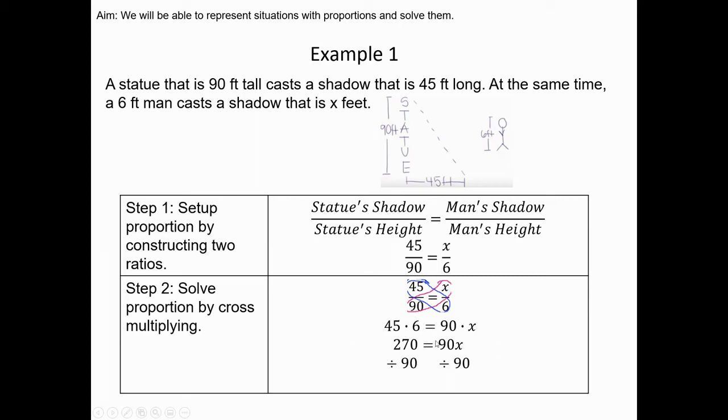That cancels out on the right side. And on the left side, 270 divided by 90 equals 3. So the man's shadow is 3 feet.